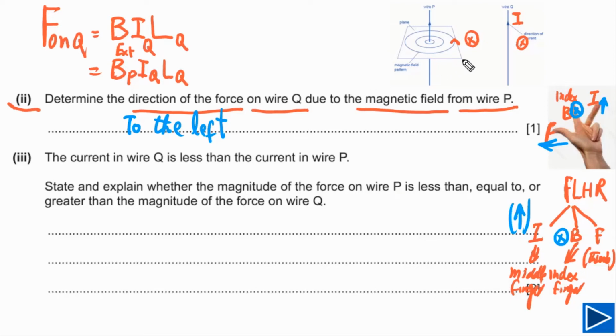But another way to understand this one is, if current flows in two wires in the same direction. We have discussed this point in previous videos.